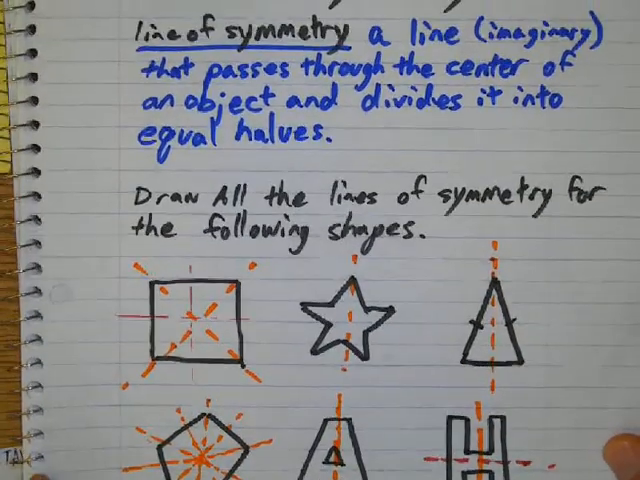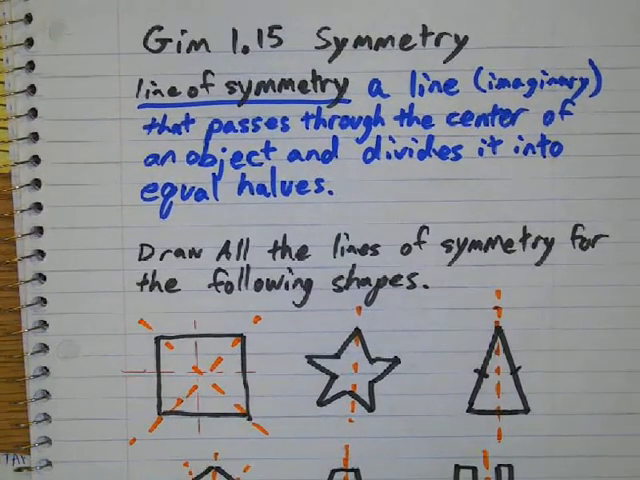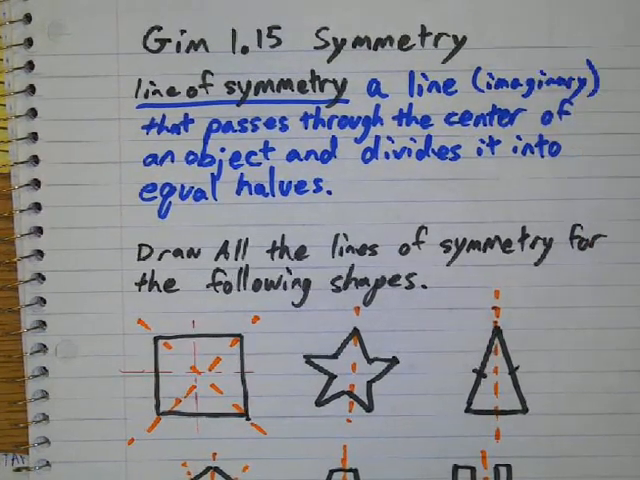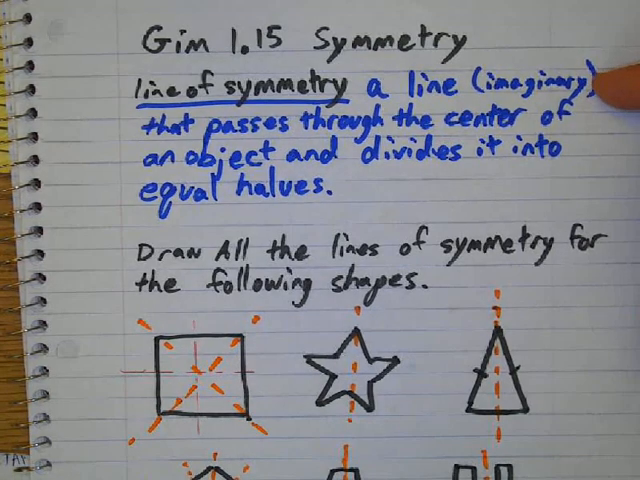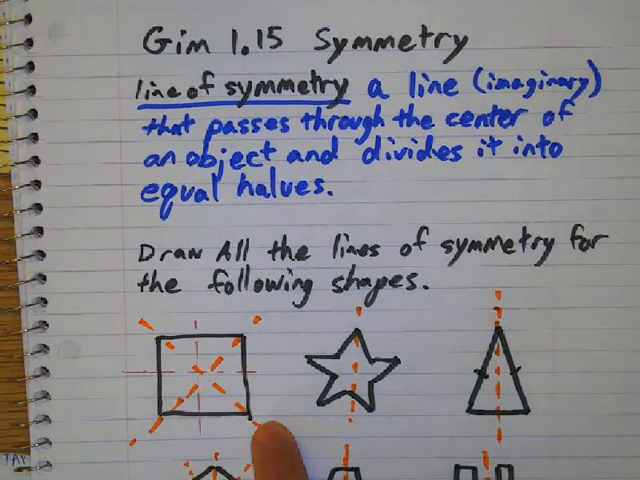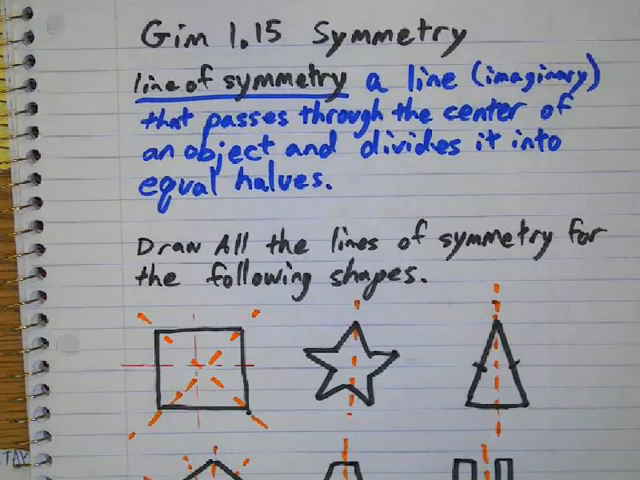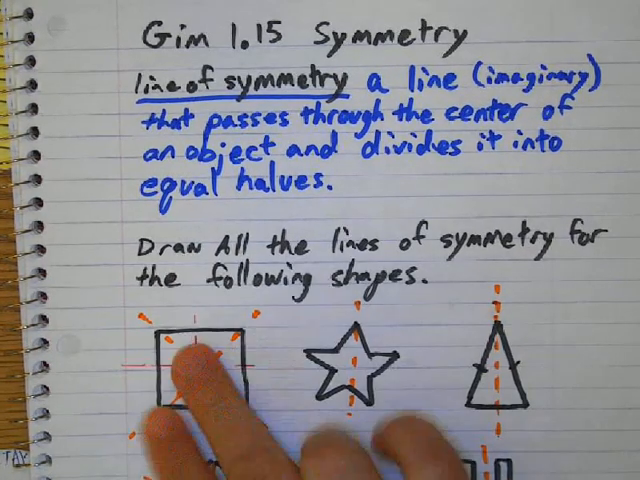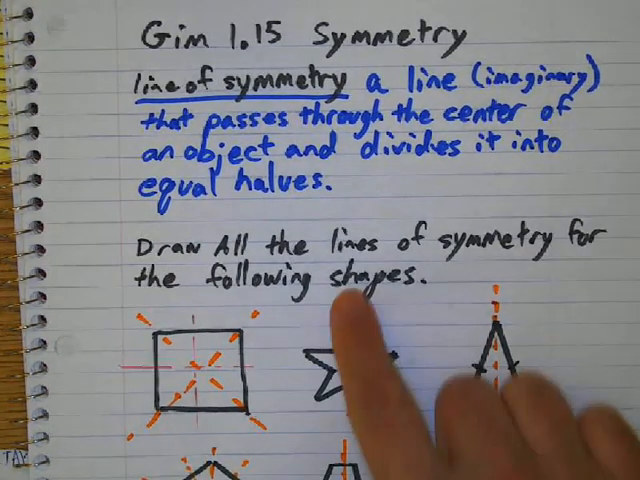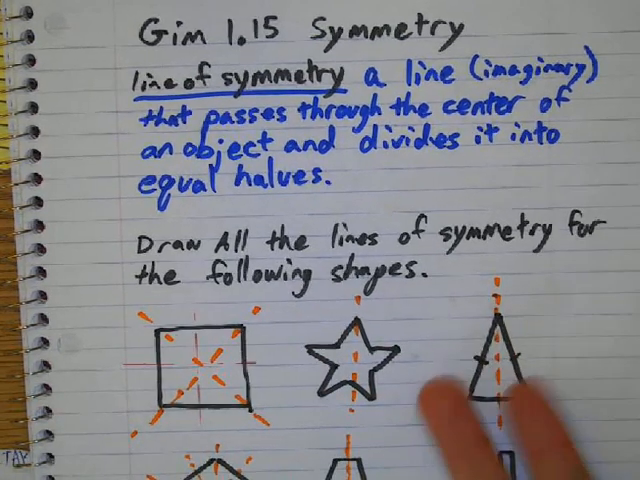So here are some different shapes. Section 15 is all about lines of symmetry. A line of symmetry passes through the center of an object and divides it into two equal parts. So all of these lines here, if I folded it or reflected it on that line, it would end up looking just the same. So if I drew a line down the center and reflected it, it's going to look exactly the same.